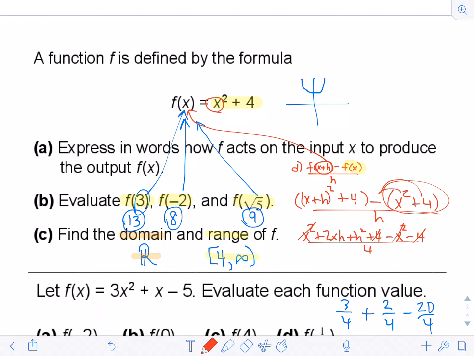And then, I don't know why I put a 4 on the bottom. That's an h. And then you factor out an h from the remaining 2 pieces, and you're left with 2x plus h all over 1. And that's it. So that's extremely important as we soon will leave pre-calc and go into calculus. So focus on that.